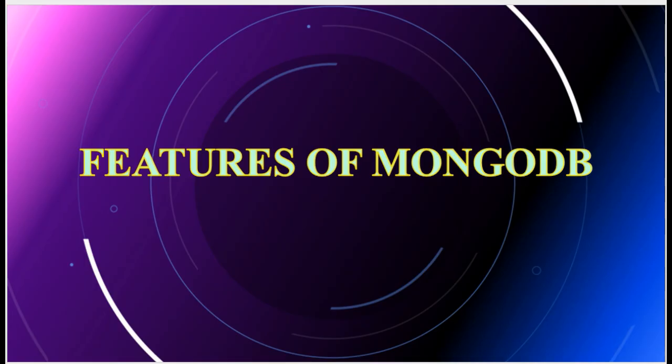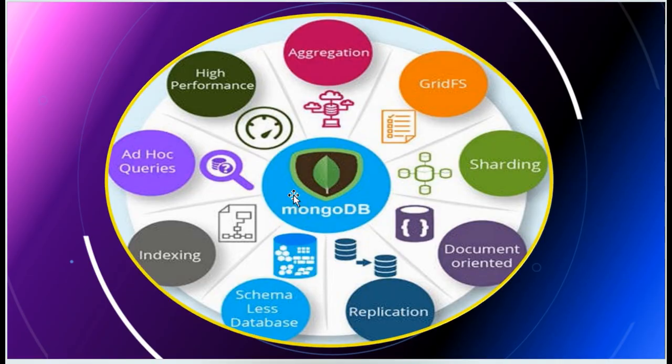In this session, I am going to explain the features of MongoDB. So here you can see that these are all the features of MongoDB: aggregation, GridFS (grid file system), sharding, document oriented, replication, schema-less database, indexing, ad hoc queries, and high performance. So let me discuss them one by one.